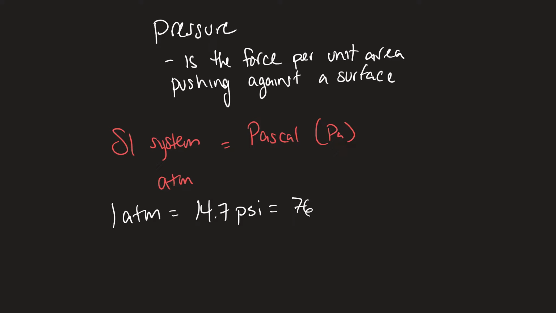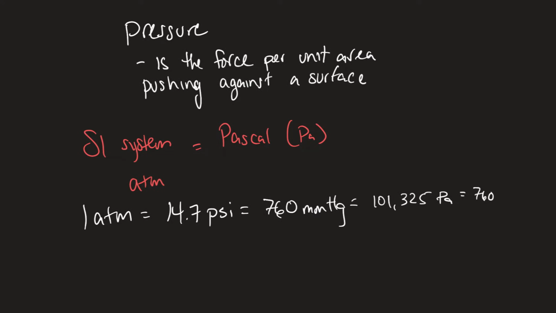So 14.7 psi is also equal to 760 millimeters of mercury, mmHg, which is another unit for pressure that's often used. And going back to the SI unit, 1 atm is 101,325 Pa. All of these are equal to one another. We also have 760 torr, which is another unit for pressure as well.